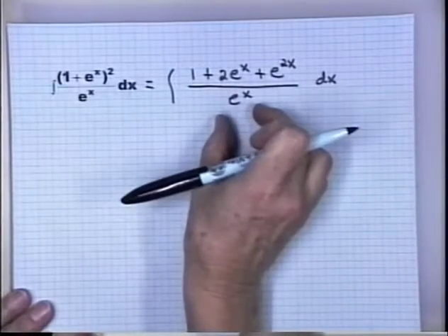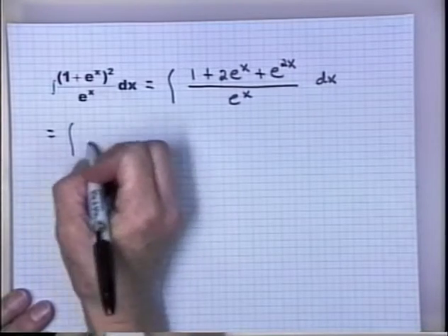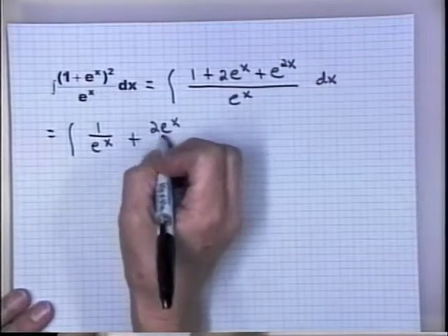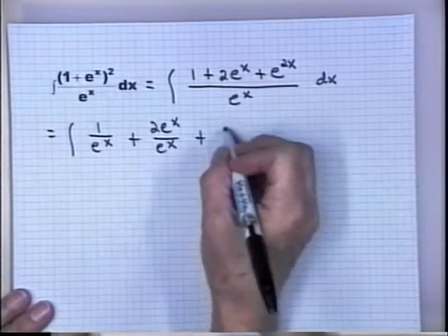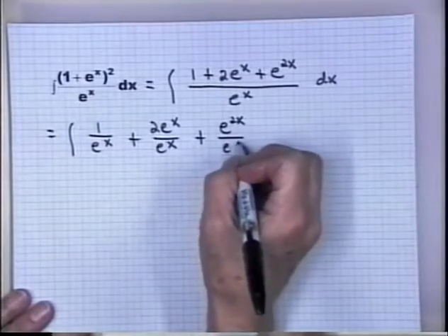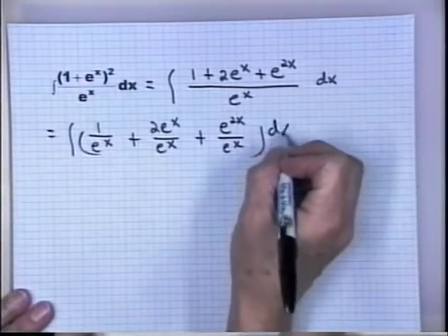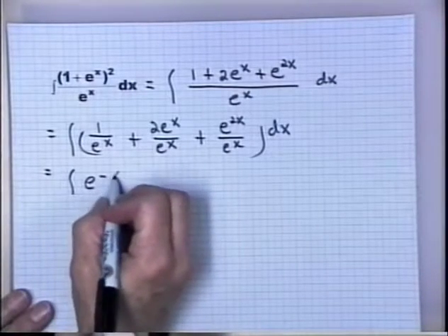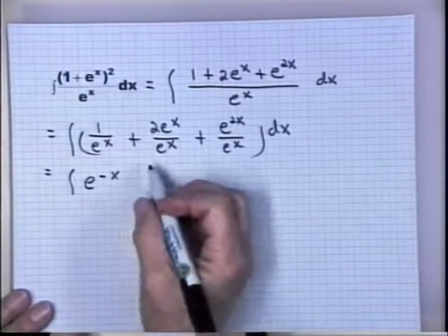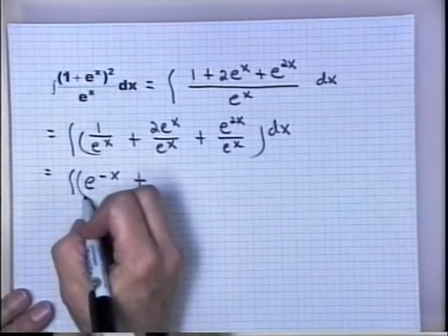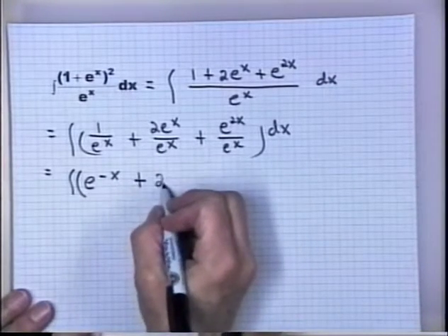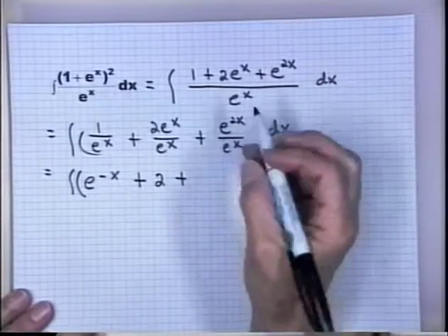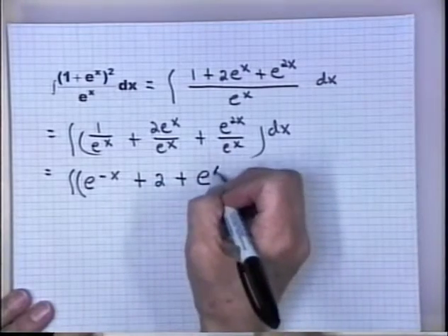Now, since this is a single term down here, we might try separating numerators: 1 over e to the x plus 2 e to the x over e to the x plus e to the 2x over e to the x. Well, let's see. I can rewrite this as e to the negative x. Here, e to the x cancels. I just have a 2. Here, this is the same base, and I'm dividing, so what do you do? You subtract exponents. 2x minus x is x.